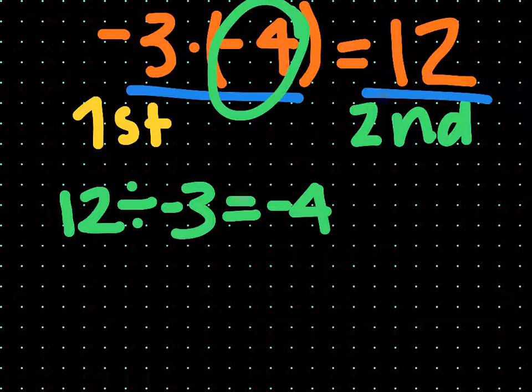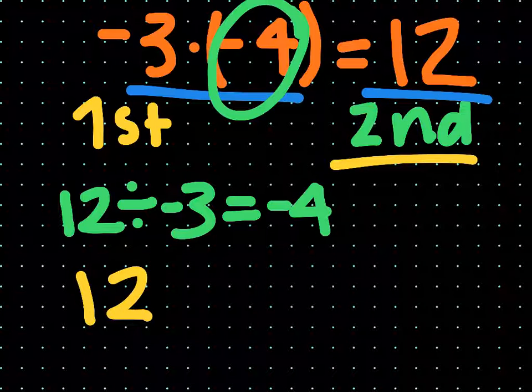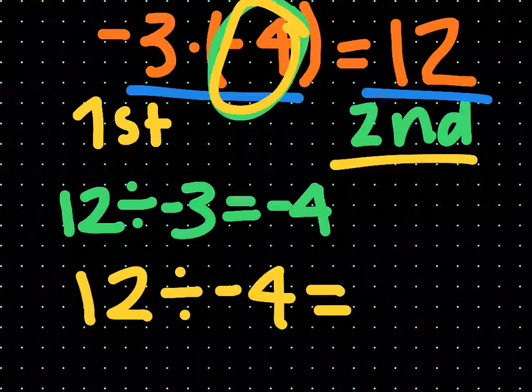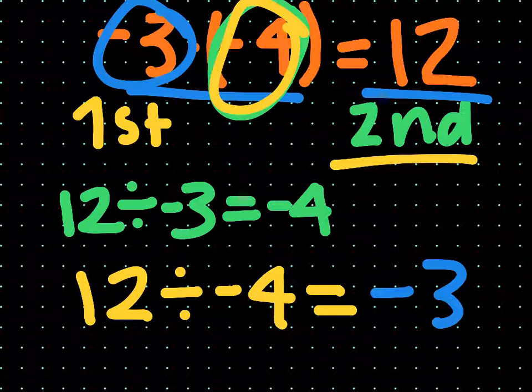Then the second way we can do it is 12 divided by what? Negative 4. And what is left over? Negative 3. So those are two ways that you can make this problem into a division problem.